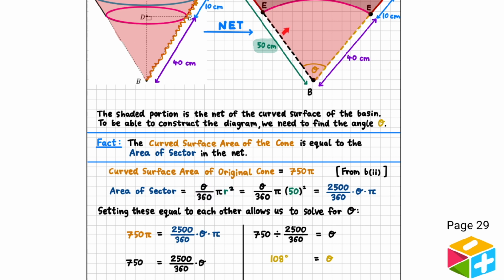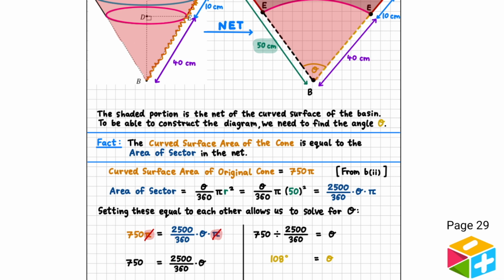Since the area of the sector must be equal to the curved surface area of the original cone, we can equate this value to our 750 pi and then solve for theta. Since both sides of our equation are being multiplied by pi, a good first step is to divide both sides by pi and cancel these out.